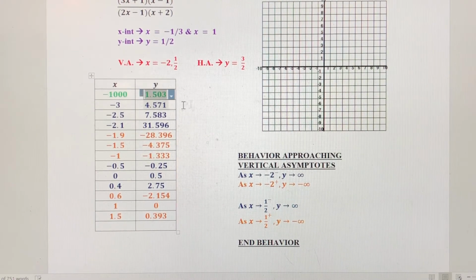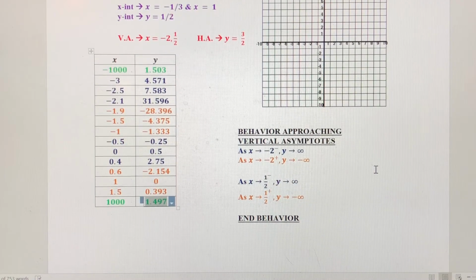That's going to give us 1.503. Okay, so we're approaching that 1.5 from above. Okay, when we plug in a really large positive number, we get 1.497. So we would approach this horizontal asymptote from below. Okay, so the end behavior is going to be this.